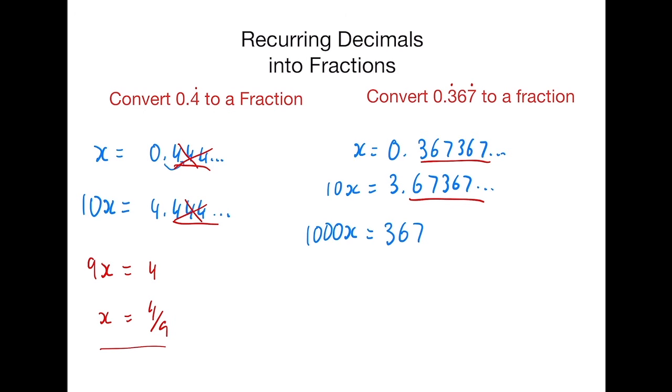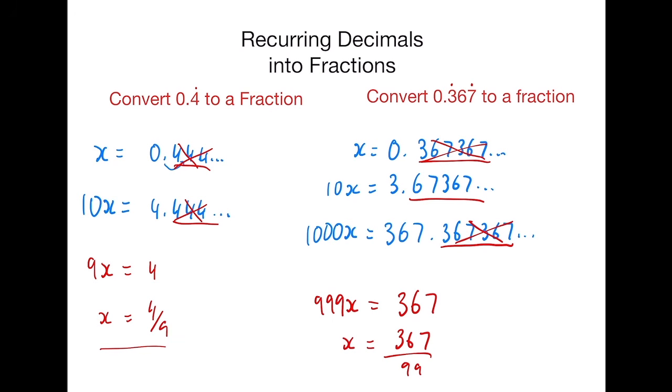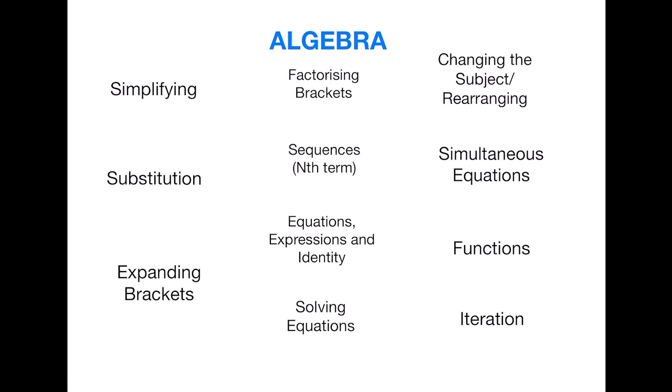Leaving us with 367.367, and so on. Now you can see that the decimal places between the first one and the third one are the same. So if we take those away from each other, we're going to have 999x equals 367, leaving us with 367 over 999. And that is the number topic all done.